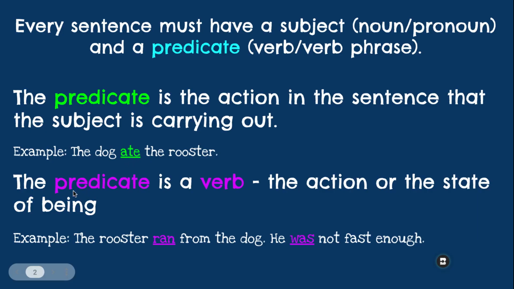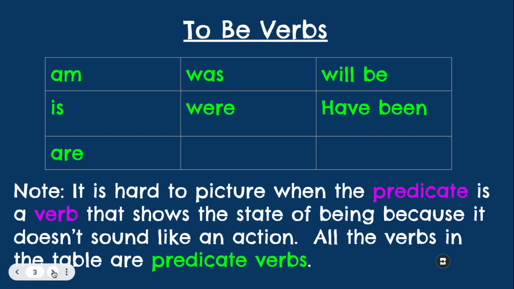The predicate can also be a verb that's not just an action, but is also the state of being. So the rooster ran from the dog. He was not fast enough. Was is what we call a state of being verb. And we're going to talk a little bit of that on the next slide. Sometimes a state of being verb can be really tricky to picture because it doesn't sound like one of those very obvious verbs like write or draw or cook.